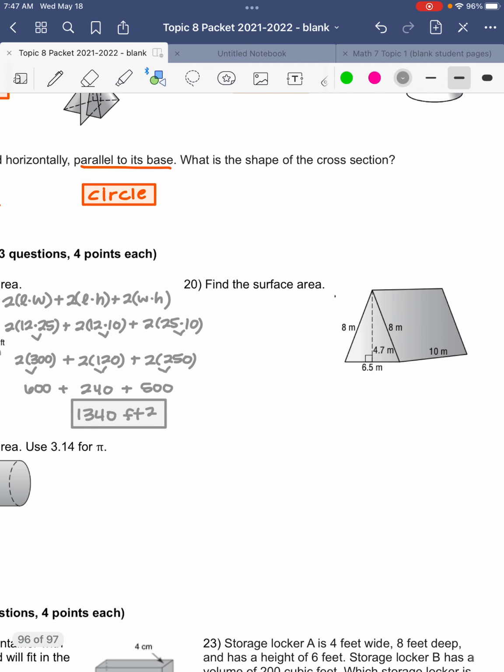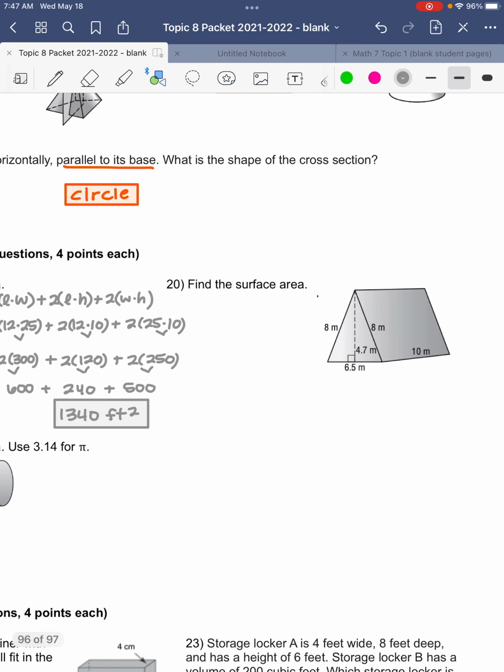Okay, number 20. Find the surface area. Here we have a triangular prism. And triangular prisms are probably the most complicated surface area problems because there is no good formula. So the first thing I have to do is find the area of the base. And the base is what I have 2 of. And if you think about this figure, I have 2 triangles and then I have 3 rectangles.